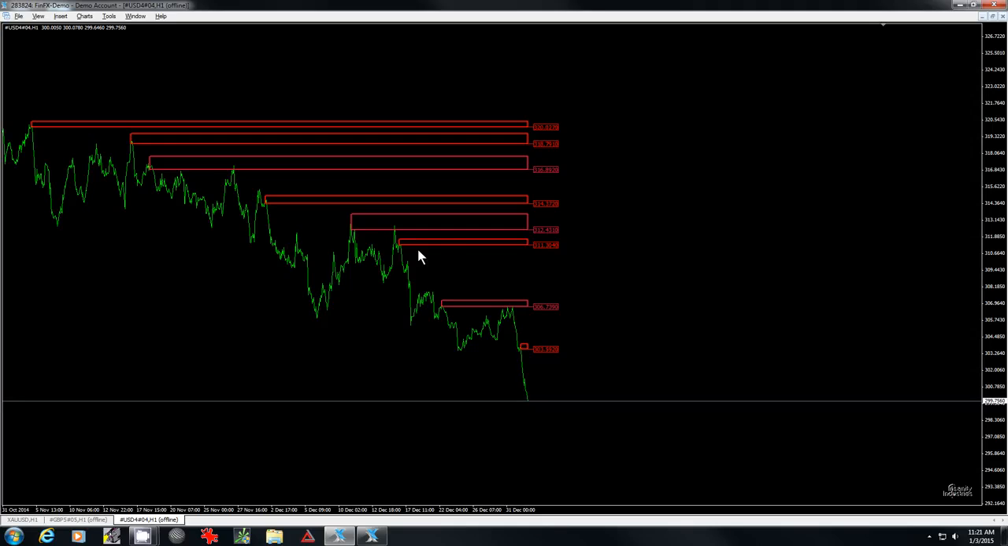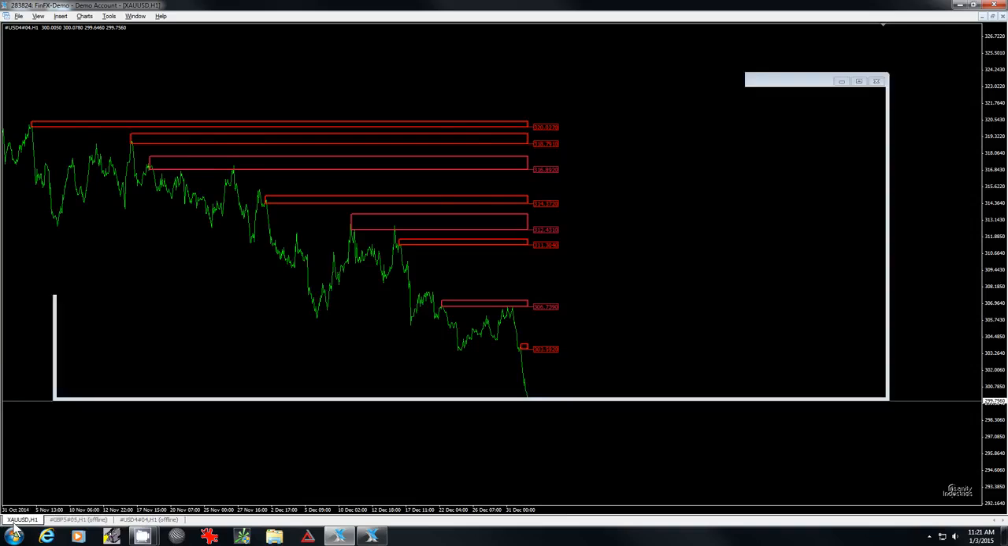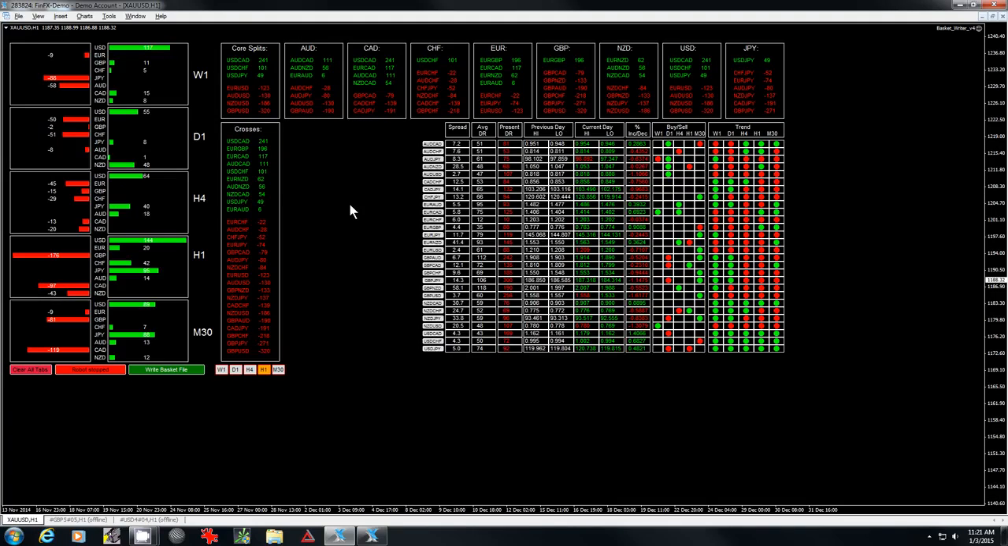Okay, so for now I think that'll do it. Remember, these are not examples to trade. These are just examples showing you how to pick a basket and try it and see what it looks like. And be sure you check your news.